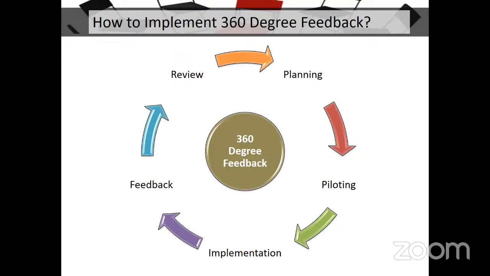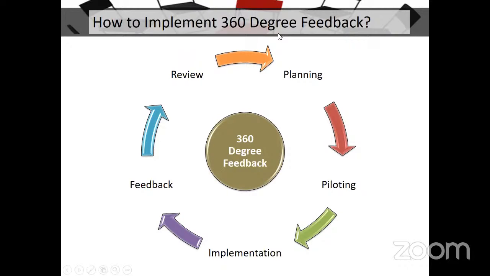But what happens is at times you're so excited about something that you want to implement, and you just hit the ground without having a proper pilot and without picking the lessons that you've learned from the pilot. And what happens? The moment it goes out to the whole organization and things don't go right, you get frustrated. So ensure that you get your piloting right and you learn from the pilot.